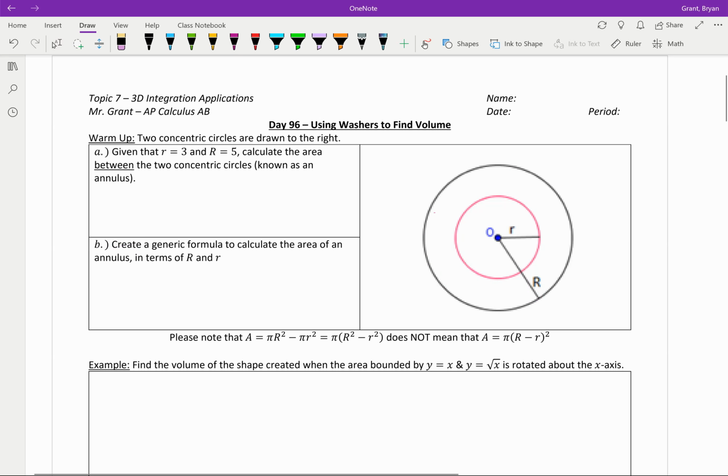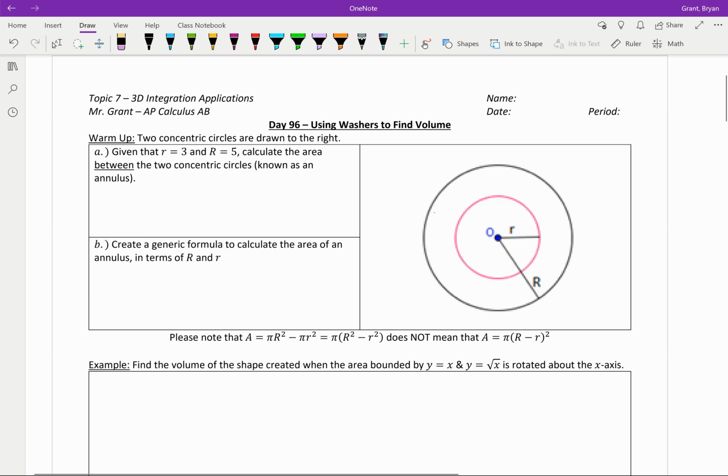They give you these two right here, and then they say after you find that, awesome, if you could please create a generic formula if we didn't know the values of lowercase r and uppercase R, that would be swell. So pause the video, take a minute, figure out the two areas, or the two formulas rather, and then unpause the video.